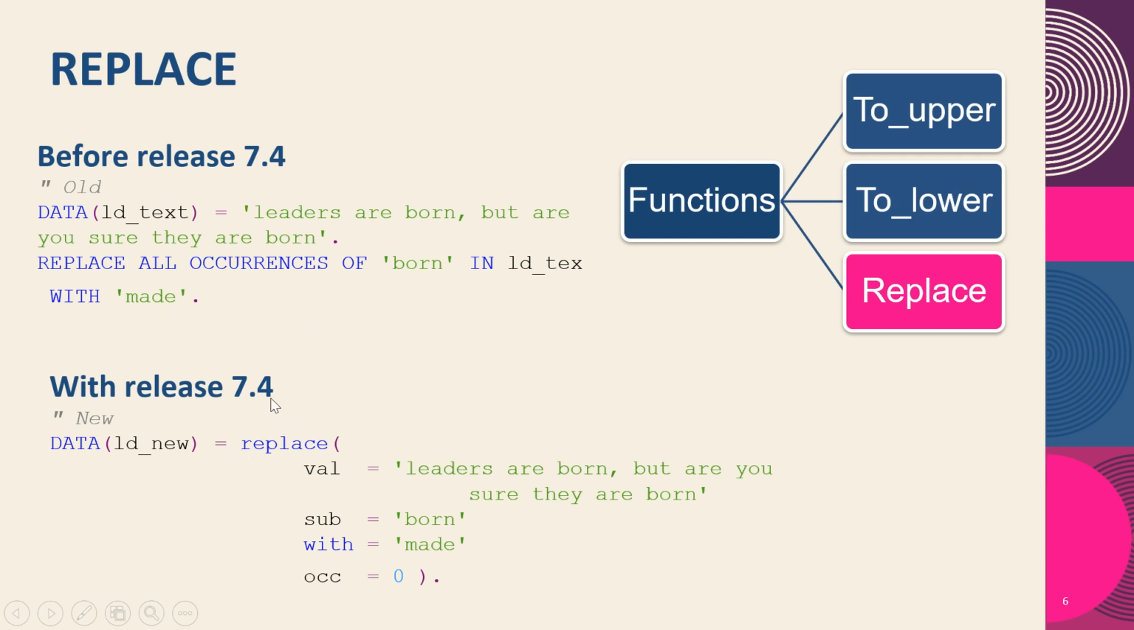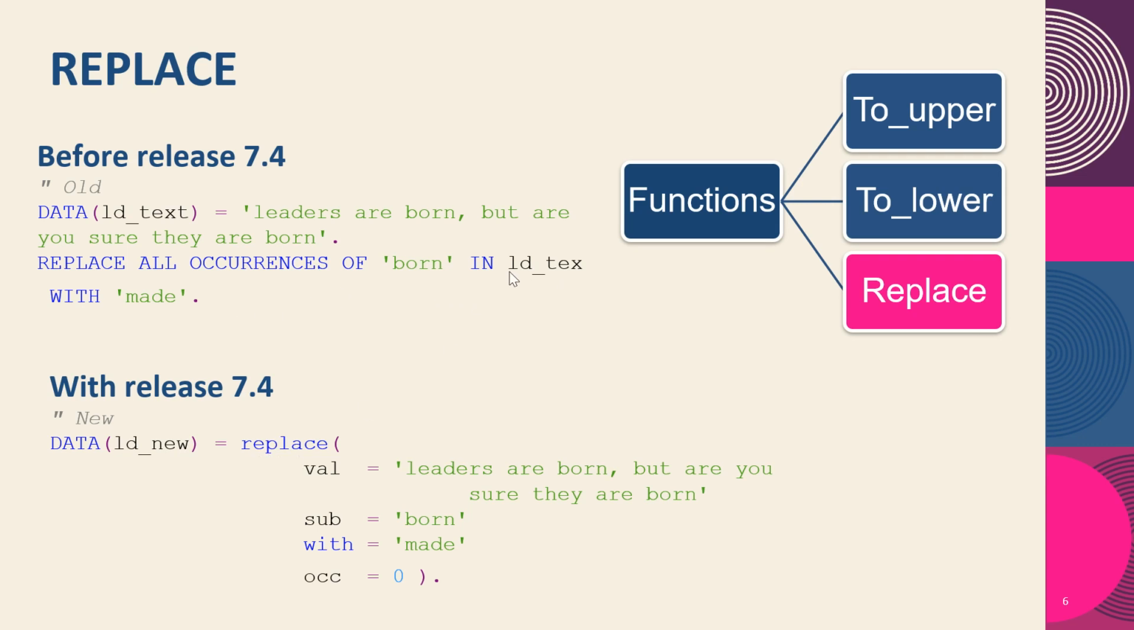However, in 7.4 and more, you can use the function replace to replace the value in the string val. So val is the string, and sub is what is to be searched, and with is what it is to be replaced with. So val is the string where you search for the sub, one, and replace with made. This is nothing but the same thing, but earlier we used replace all occurrences of, and with release 7.4 and later we use the replace function.